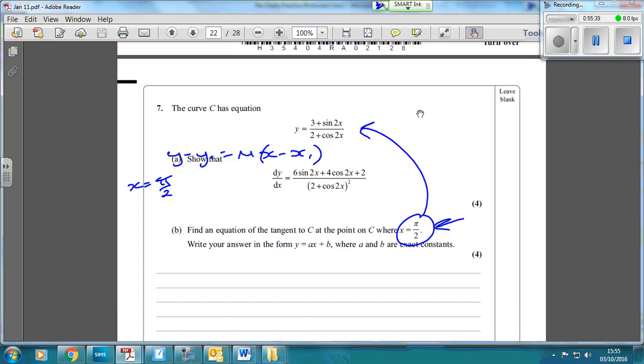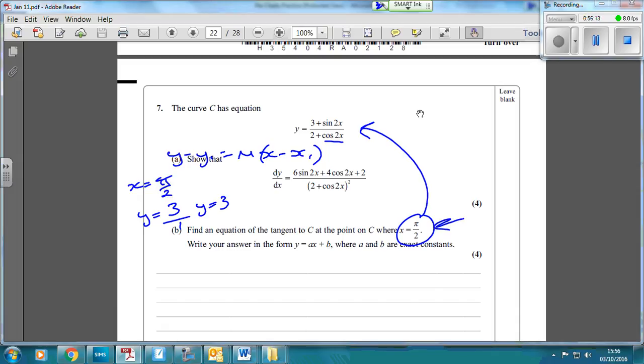And then we type that in. So that's going to be 3 plus sine pi. Sine of 180, or sine pi, is 0. So that's going to be y equals 3 over, and cos 180 is minus 1. So cos of 2x, that's going to be 2 lots of x, which is going to be pi. Cos of 180 is minus 1, so 2 plus minus 1 is going to be 1. So y equals 3.